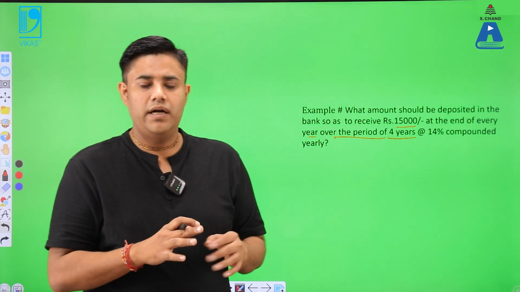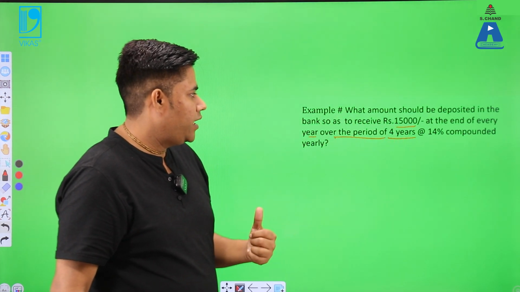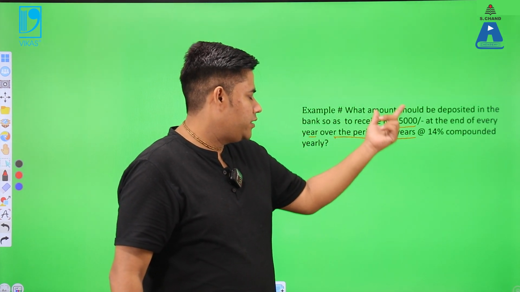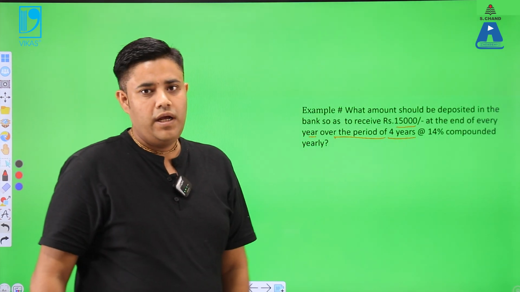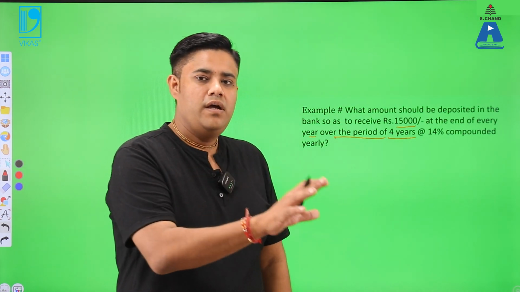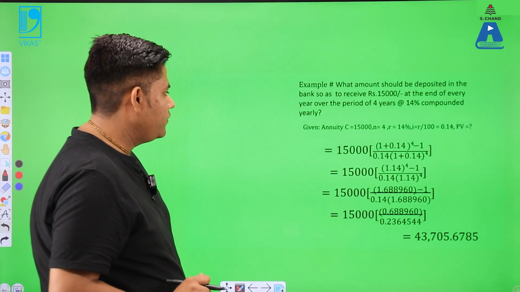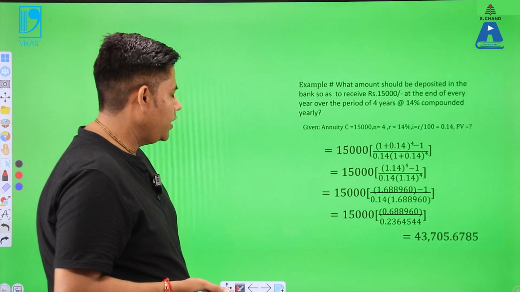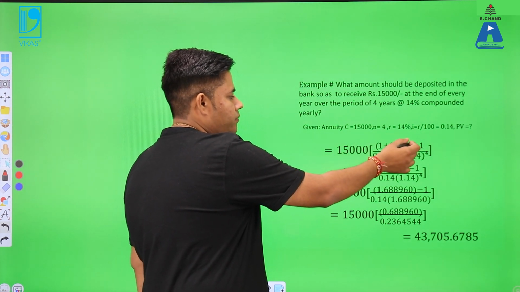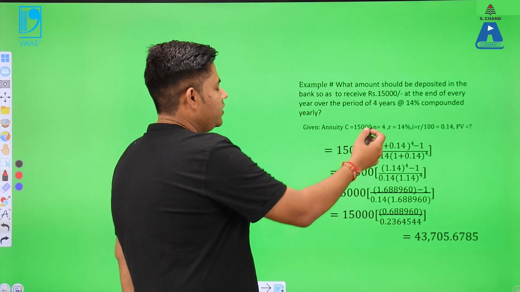This is a similar question. One wants to receive this 15,000 from the bank at the end of every year, and the person has deposited the amount at a rate of 14% for 4 years. He wants to know how much amount he should deposit in the bank so as to receive this from the bank. For that we have the present value of the annuity calculation, related to the formula C times (1 plus i raised to the power n minus 1) over (i times (1 plus i) raised to the power n). It is mentioned that the rate of interest is 14%.